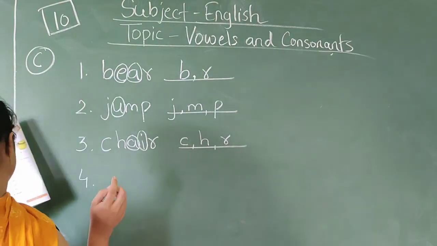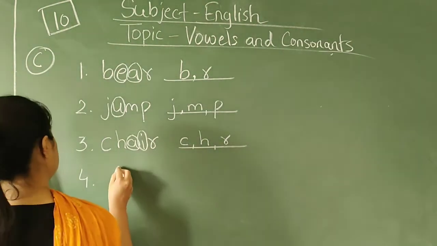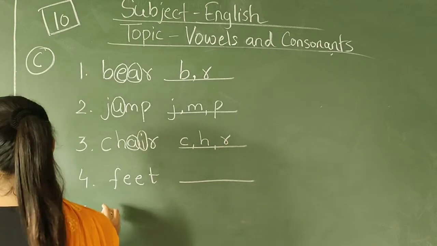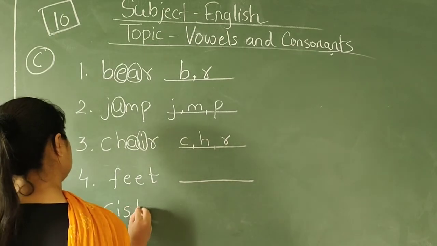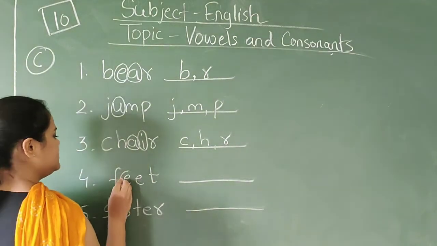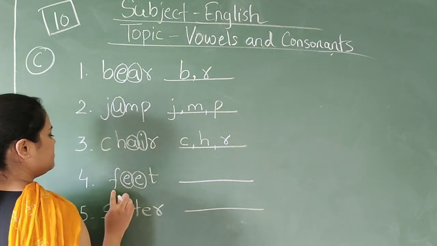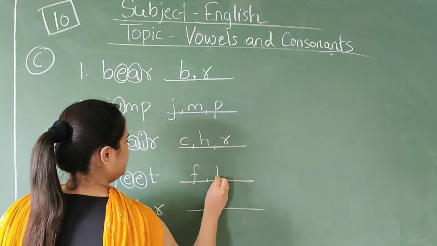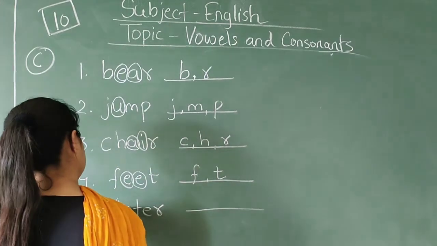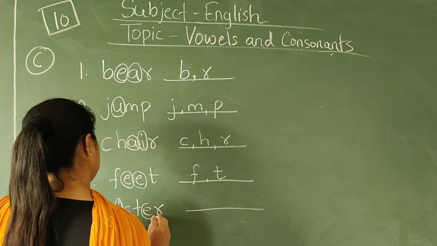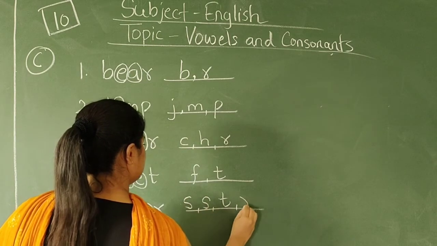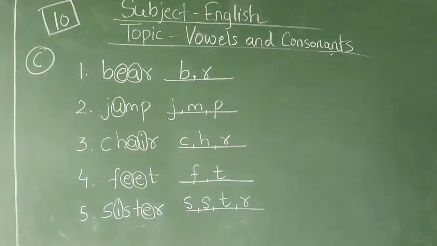Number 4, that is F-E-E-T, feet. In the feet spelling, there are two vowels, E and E, and the remaining letters, F and T, are consonants. After that, in sister, I and E are both vowels, and the remaining letters are consonants. So write here the consonant letters S-S-T-R.